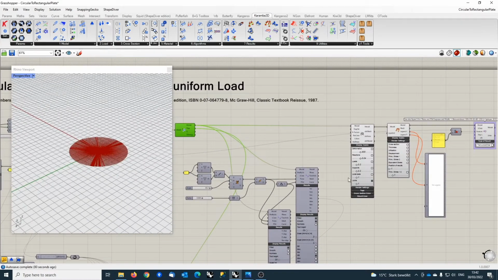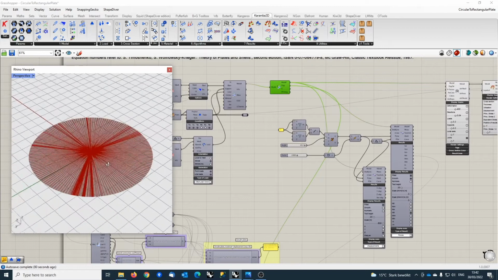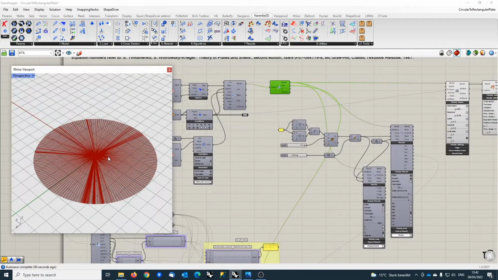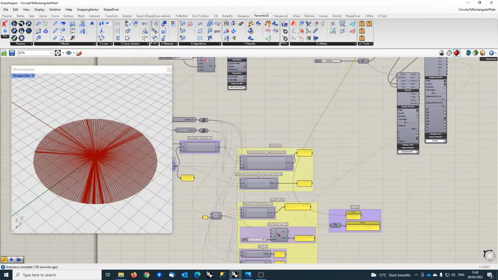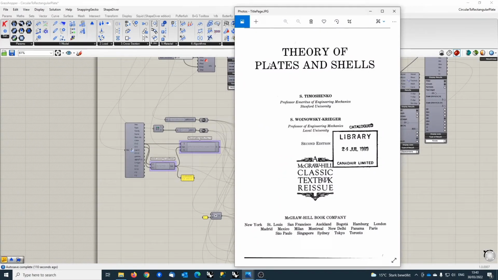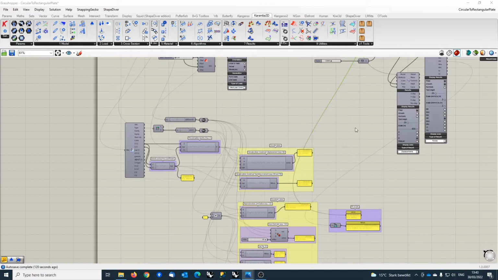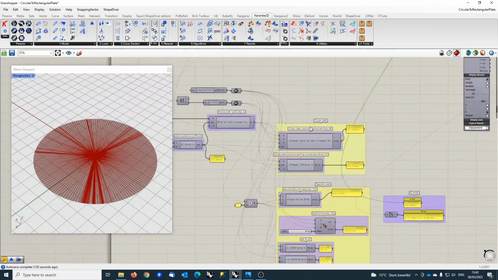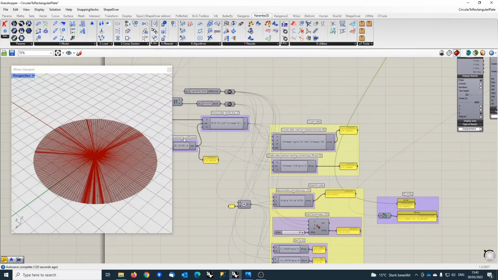This example here is the easiest plate problem. And in order to check how accurate the results of the Karamba plate calculation are, I'll compare the results against the results of Timoshenko and Woinowsky-Krieger, which can be found in their book, Theory of Plates and Shells. And in order to calculate the displacements and the bending moments, I use these formulas here.